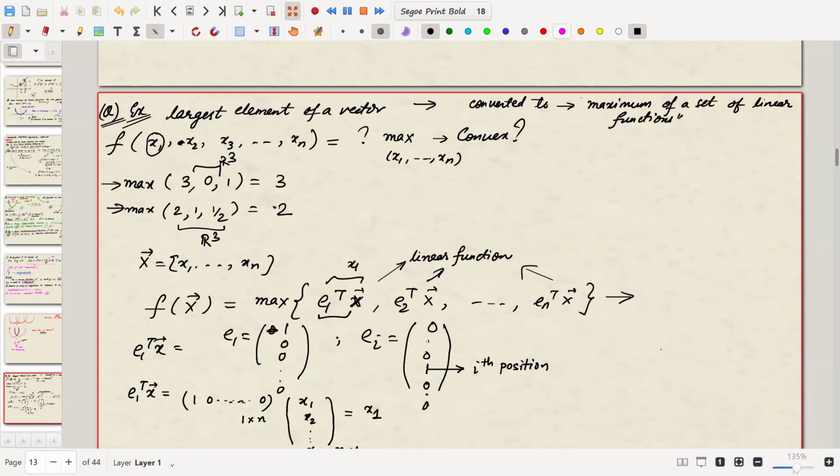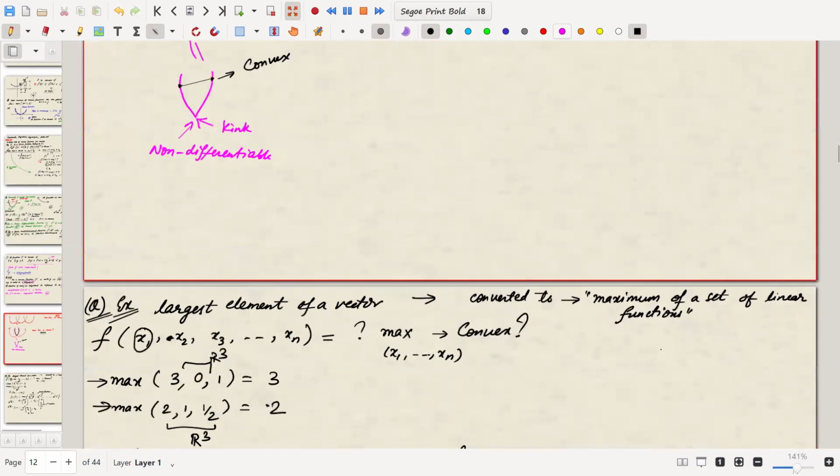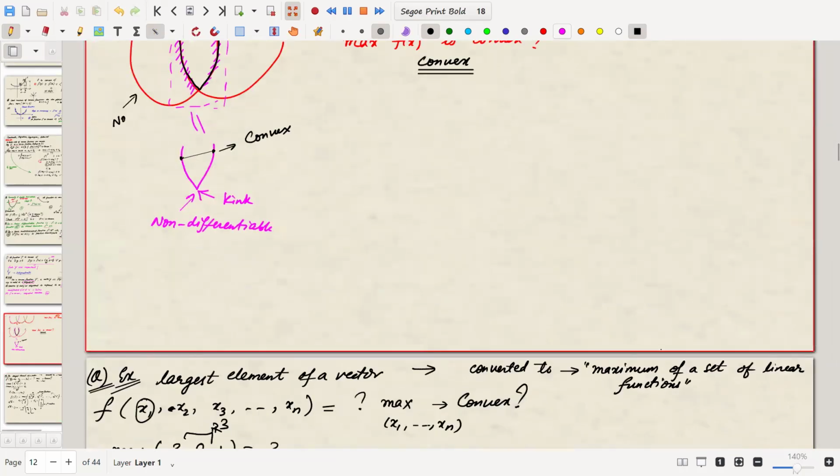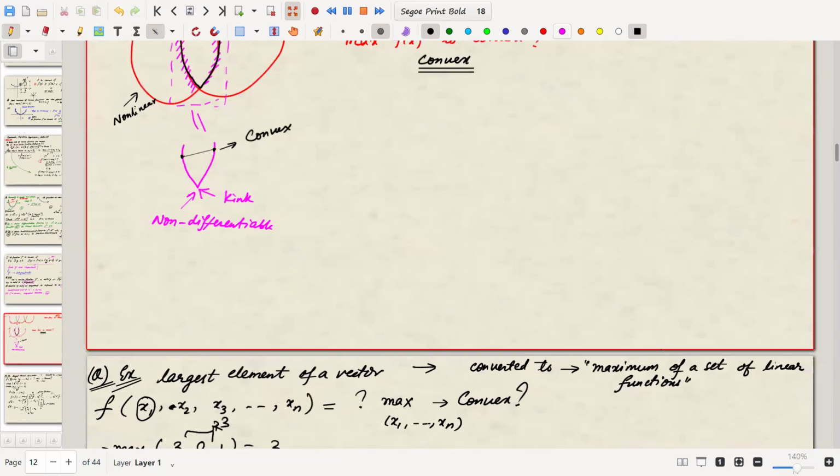Okay, maximum of a set of linear functions. And you already know, if you're taking max of any function, it is always a convex function. Yes, so this also should be convex. Okay, let us see, because here you took non-linear. This guy was a non-linear function, right? Non-linear function. But let us take linear.